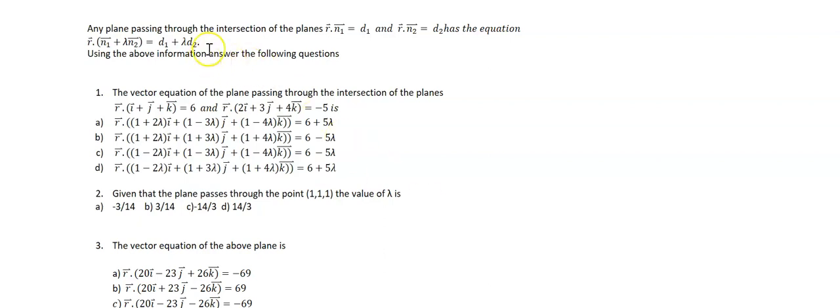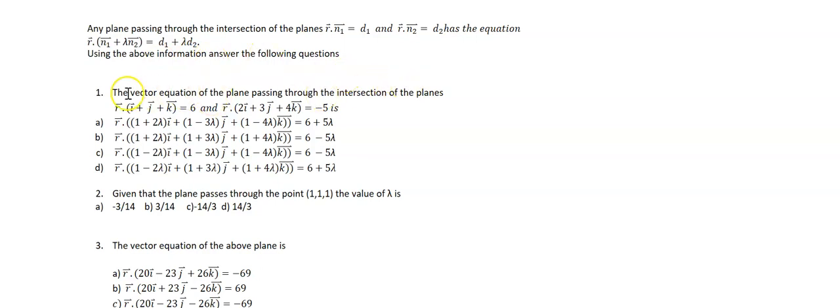Any plane passing through the intersection of the planes r vector dot n1 vector is equal to d1 and r vector dot n2 vector is equal to d2 has the equation r vector dot (n1 vector plus lambda n2 vector) is equal to d1 plus lambda d2. Using the above information, answer the following questions.